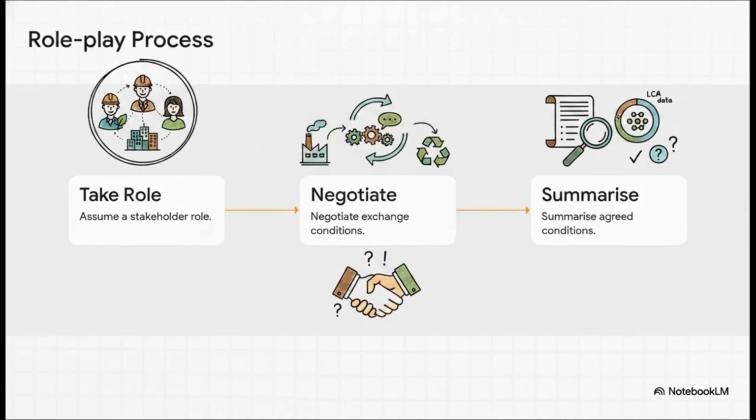Your final mission is Activity 3, a stakeholder roleplay. Here are your steps. First, you'll step into the shoes of a specific actor. Maybe you're a company manager, someone from the municipality, or even representing the local community. Second, you'll actively negotiate whether the proposed resource exchange should be implemented and under what strict conditions. Third, you'll produce a brief negotiation summary. That summary has to outline the agreed conditions, highlight any unresolved concerns, and specify exactly what LCA data you would still need to make a final, informed decision.